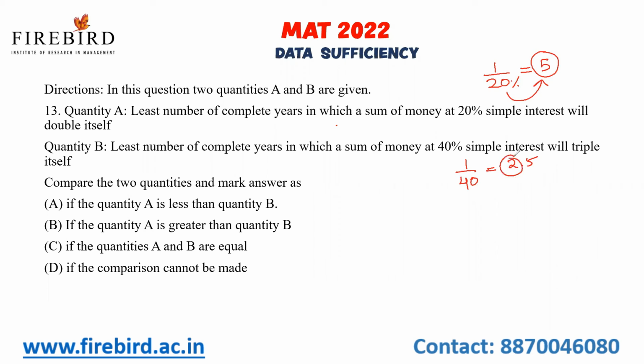So the least value is what? 2 here. And here the least value is 5. Okay. Now, when I compare, quantity A is greater than quantity B is your answer. Okay, it is enough. We compare the values alone.